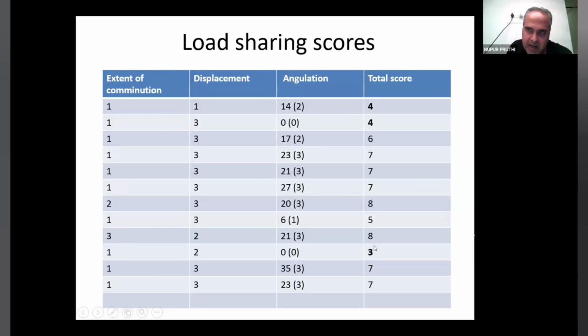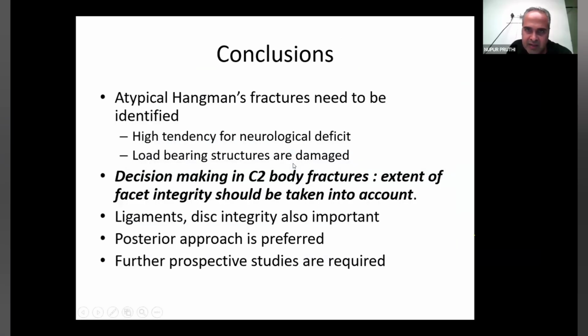Looking back, I may have probably conserved them, but we decided to go for surgery in these patients. And I think this is a very good classification system to decide operative versus non-operative. This is what we propose.